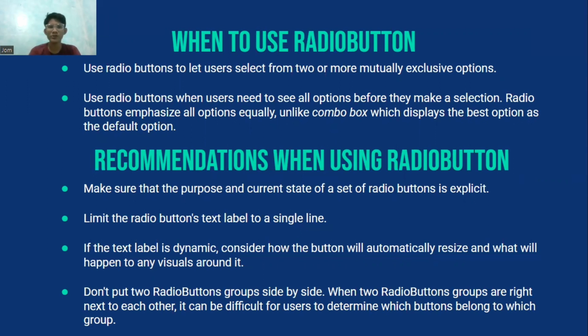Use radio buttons when users need to see all options before they make a selection. Radio buttons emphasize all options equally, unlike combo box, which displays the best option as the default option. And all elements are given equal attention by default. One can be more important than the other, and it's up to the user what radio button they will choose and focus on.